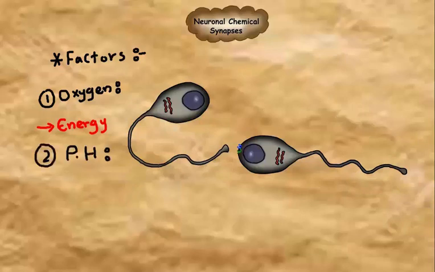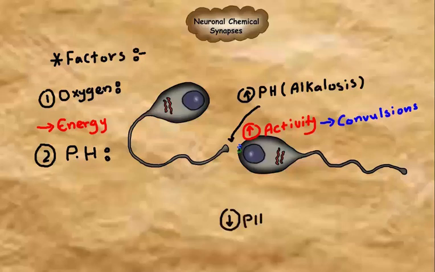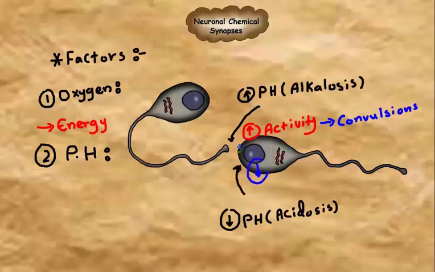Second factor is the body pH. A high body pH, which is called alkalosis, increases the activity of synapses, and that's why with alkalosis, patients tend to develop convulsions. A low body pH or acidosis causes a significant suppression in the synaptic activity, and patients with acidosis tend to develop a state of coma.